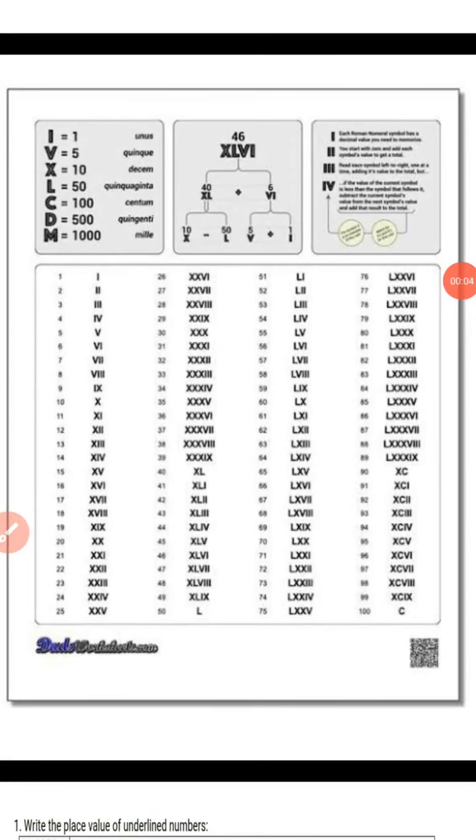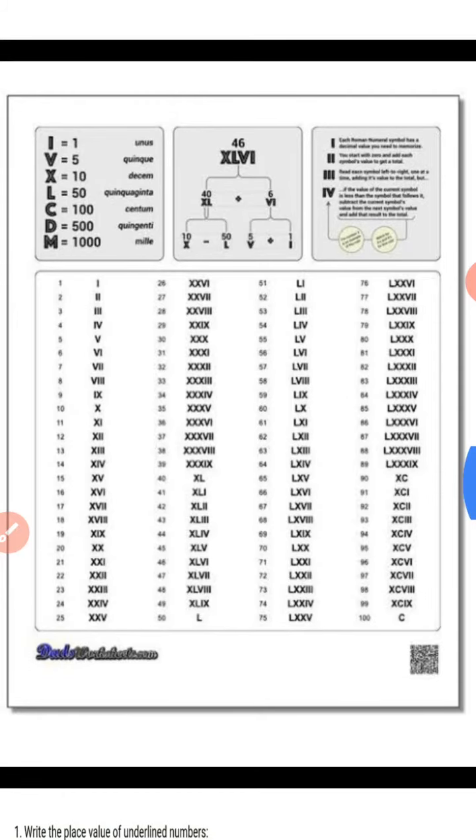Today, we will learn about Roman numerals, ascending order, descending order, and revision of place value. Okay, so let's start. What is Roman numerals? Roman numerals are a numeral system that originated in ancient Rome. They use letters that the ancient Romans used to represent numbers, and are still used today in some situations.